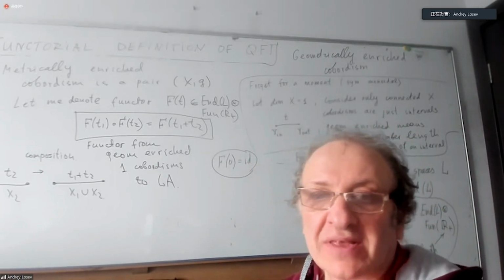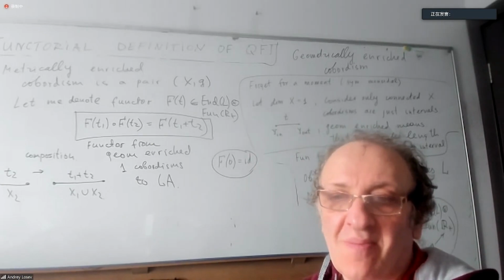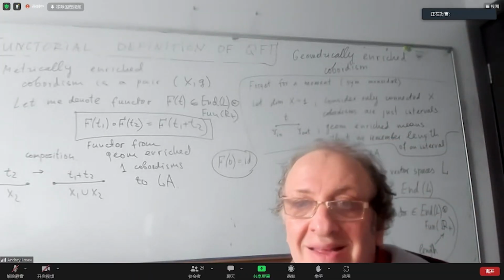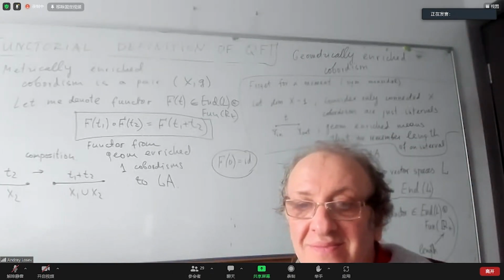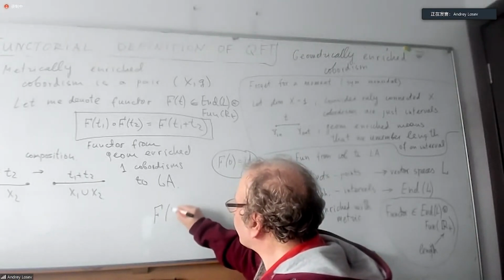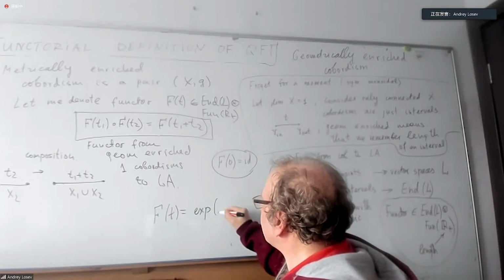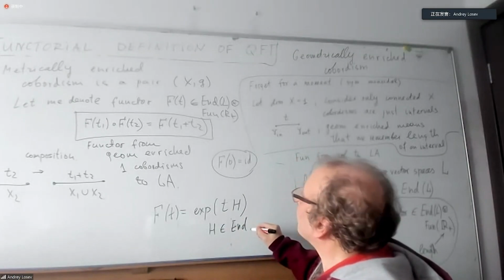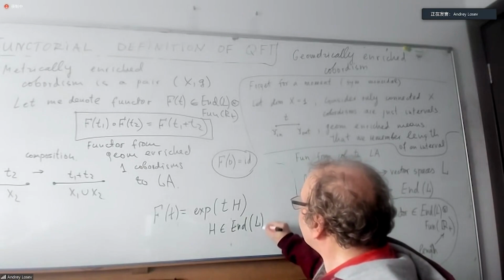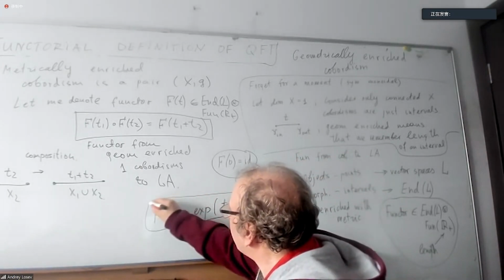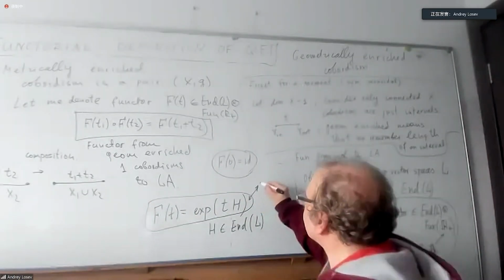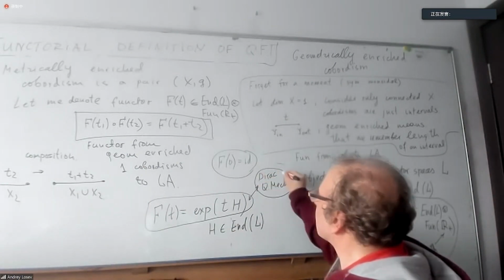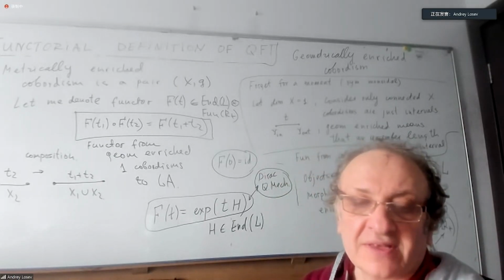So Maxim knows, but let me ask other people, how to solve this equation? Exponent. Yes, you know. f of t equals exponent of t h, where h belongs to endomorphisms of L. And this is nothing but Dirac quantum mechanics. That is how it comes out.